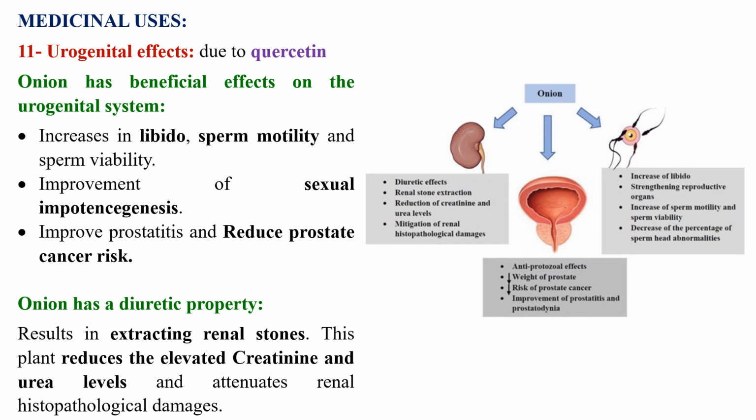They reduce the risk for these diseases. It also has an effect on the urinary system. It works as a mild diuretic, and this could be helpful in extracting renal stones. The plant reduces the elevated creatinine and urea levels and attenuates the renal histopathological damage. So it is very beneficial also for patients who have kidney diseases.